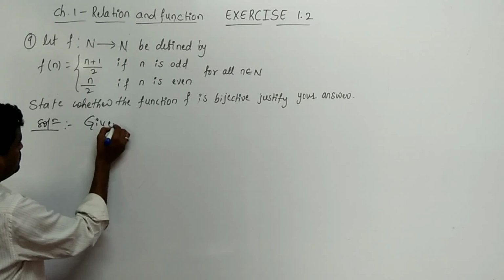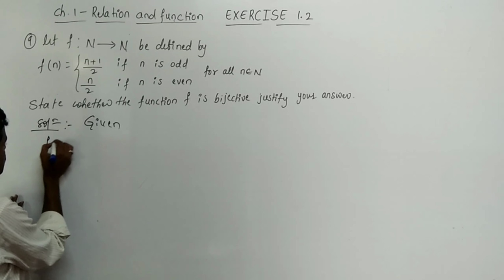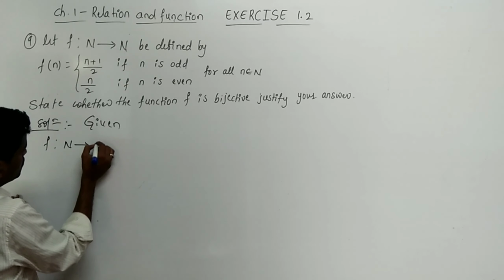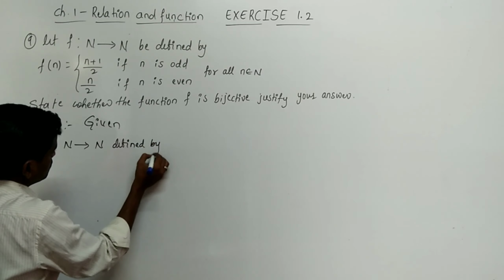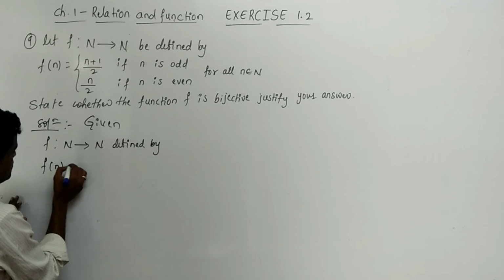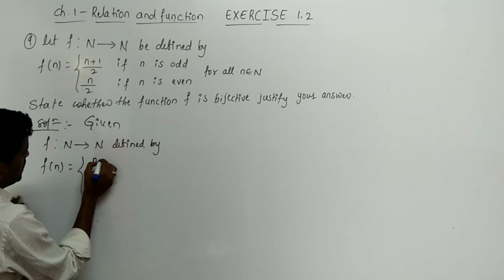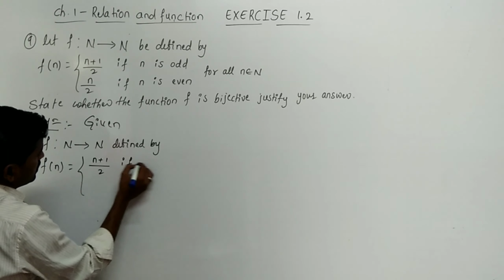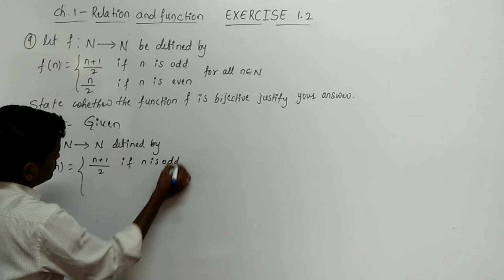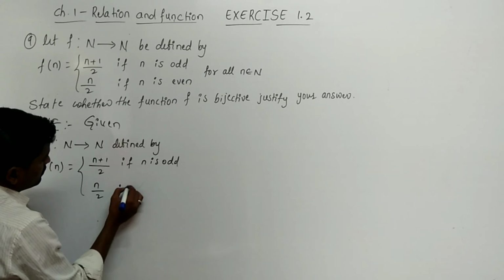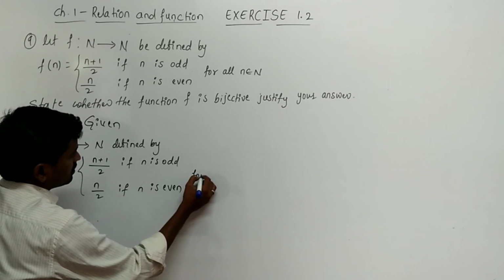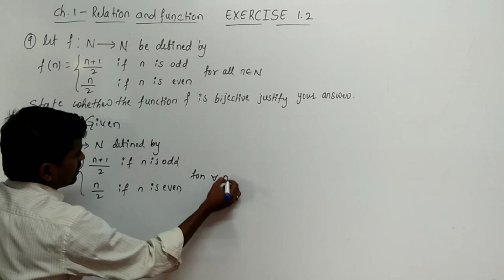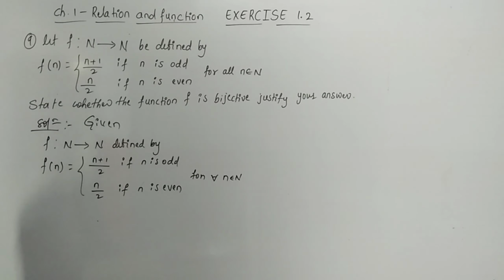Given f from N, the natural numbers, to natural numbers defined by f of n is equal to (n plus 1) by 2 if n is odd, and n by 2 if n is even. For all n belonging to natural numbers. 1-1.